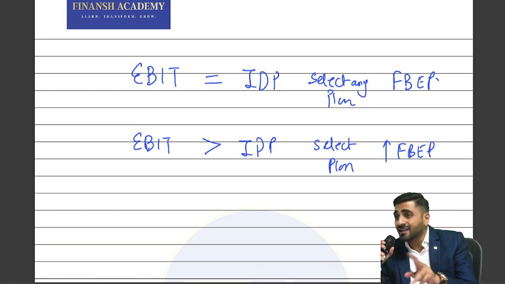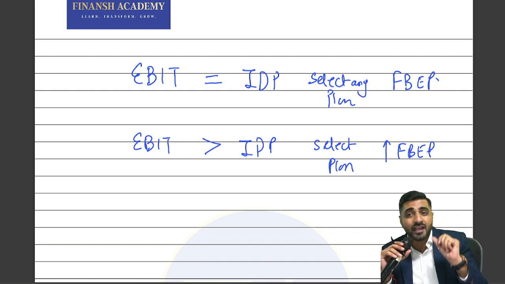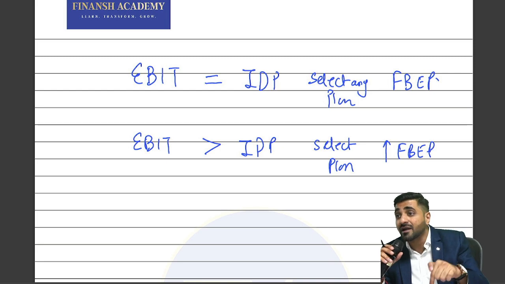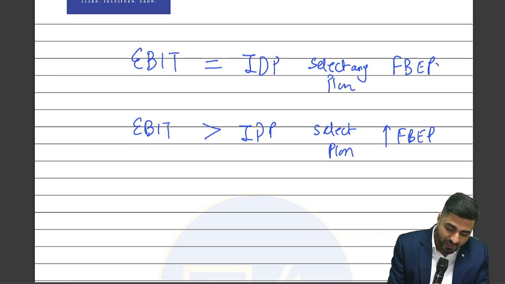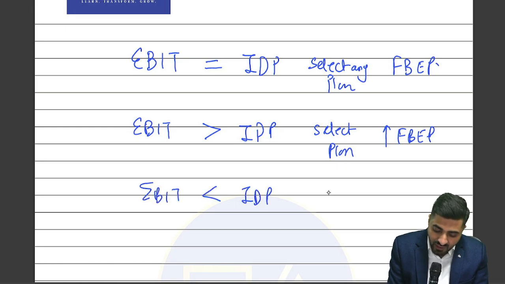You all just told me that trading on equity, matlab when there is debt and equity both in the capital structure, this will give you better benefit. But if your EBIT is less than indifference, then which plan should be selected, beta? Select the plan in which your FBP is higher or lower.